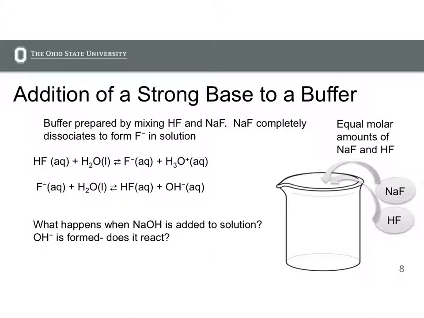Okay. So what happens when we add sodium hydroxide to the solution? OH minus is formed, and it's going to react with our weak acid, HF. And it's going to form water and F minus.